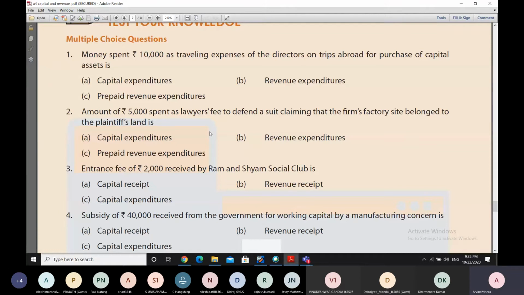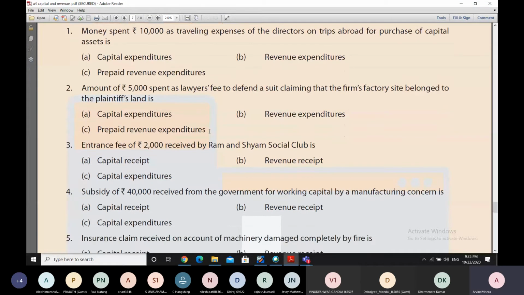Now question number 3. Entrance fee of 2,000 rupees is received by Ram and Sham Social Club. Ram and Sham Social Club is receiving the entrance fee. Entrance fee gives a long-term enduring benefit, and therefore it is a capital receipt in nature.